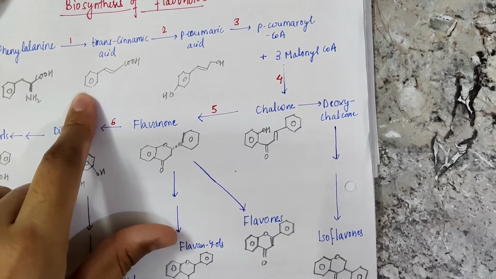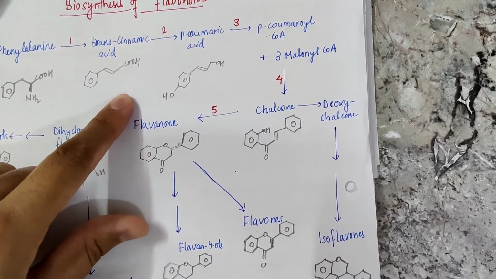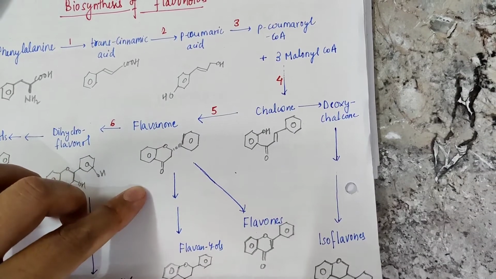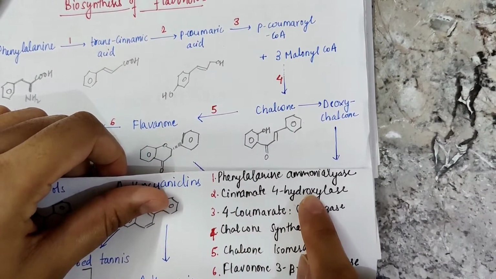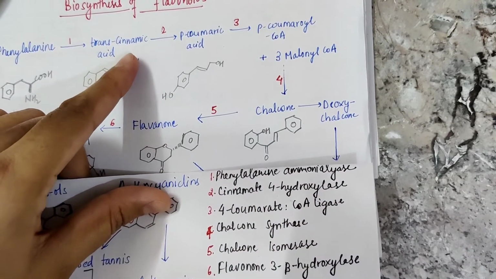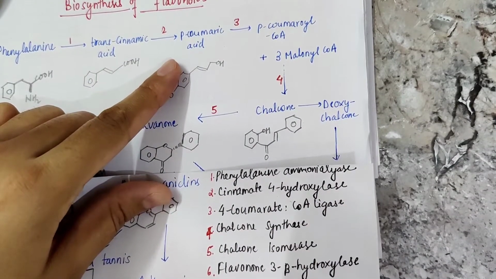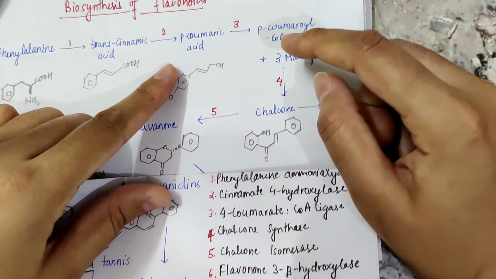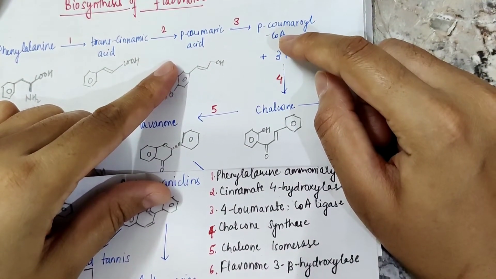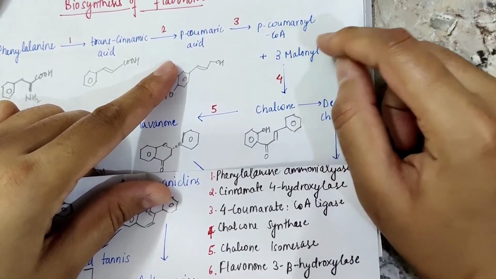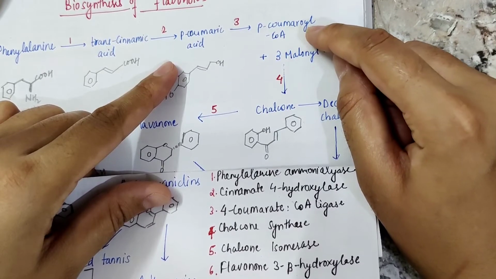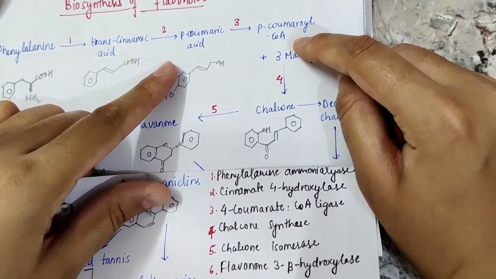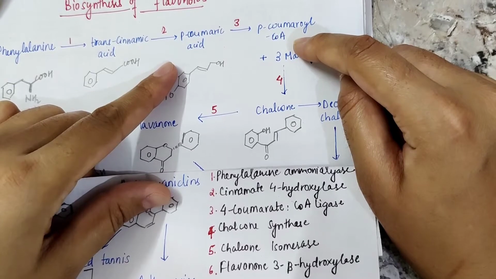This trans-cinnamic acid is getting converted to para-coumaric acid, that is, a hydroxy group is coming on the para position, and the enzyme which catalyzes this step is cinnamate 4-hydroxylase. So cinnamate 4-hydroxylase catalyzes the conversion of trans-cinnamic acid to para-coumaric acid. Now this para-coumaric acid, in the presence of 4-coumarate coenzyme A ligase, gets converted to para-coumaroyl coenzyme A. This step we have seen in the biogenesis of lignans also.